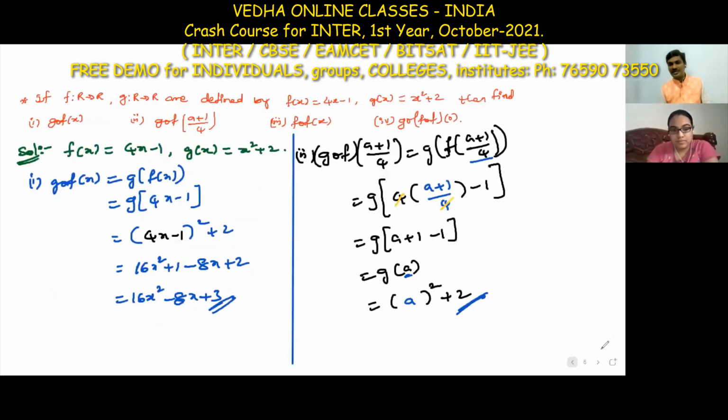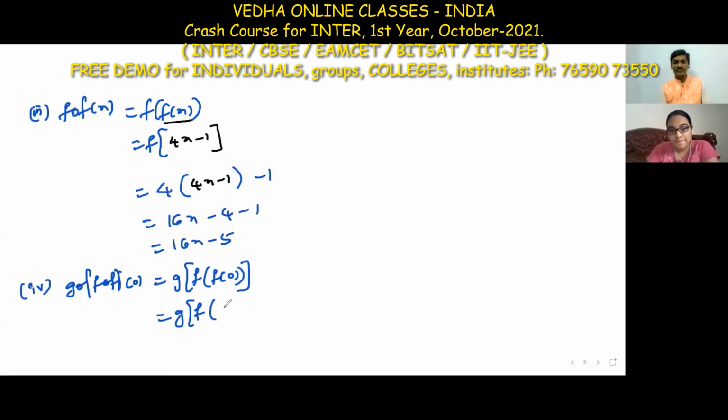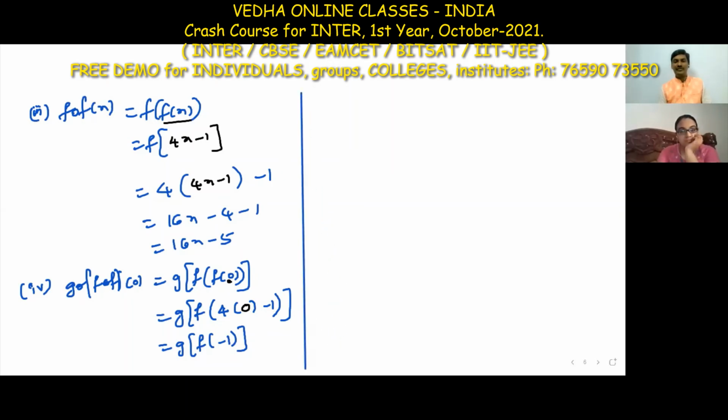Take the f function. The f function is 4x minus 1, 4 into x minus 1. What is in place of x? Write 0 in place of x. So here 4 into 0 is 0, and 0 minus 1 is minus 1 only. Now we are finding the value of G of f of minus 1. How do we find f of minus 1?